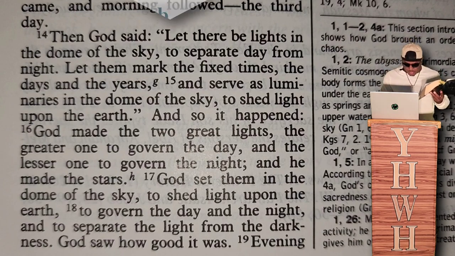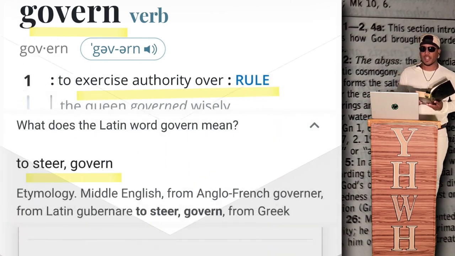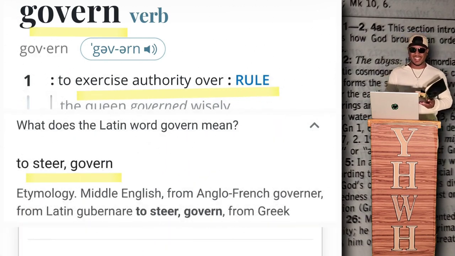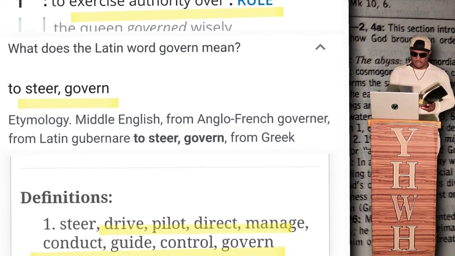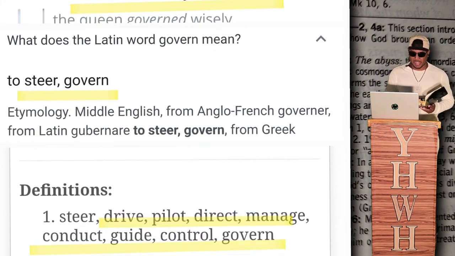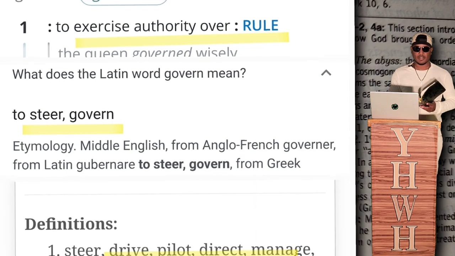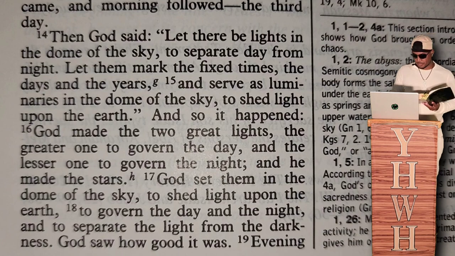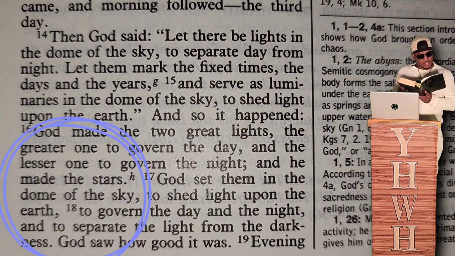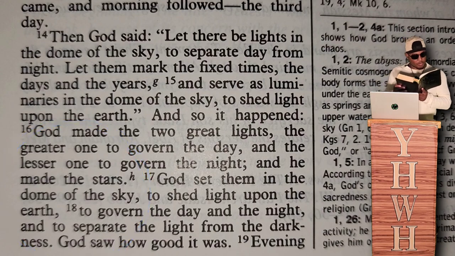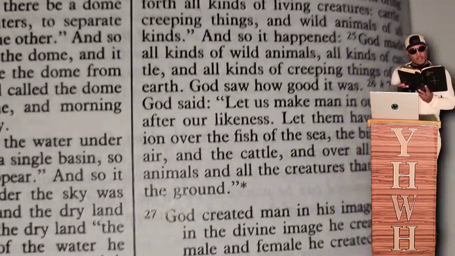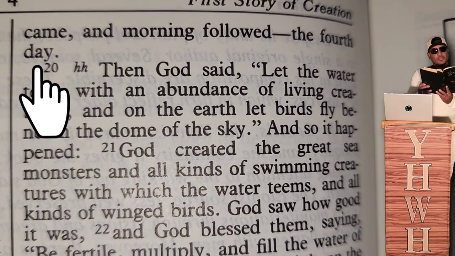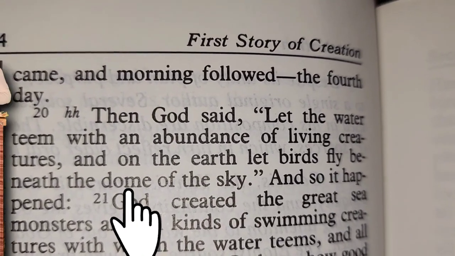So right here, govern means to exercise authority over or rule, to steer, drive, pilot, direct, manage, conduct, guide, control. So the sun governs the light. It's not the only light source that God said let there be on day one. God set them in the dome of the sky to shed light upon the earth, to govern the day and night, to separate the light from the darkness. God saw how good it was. Evening came and the morning followed the fourth day.